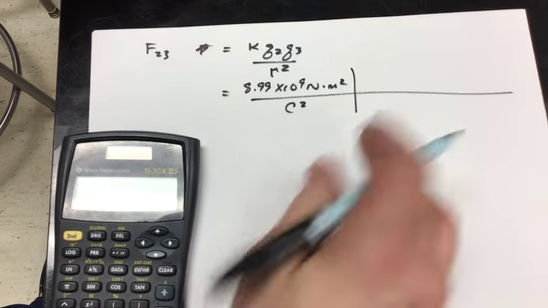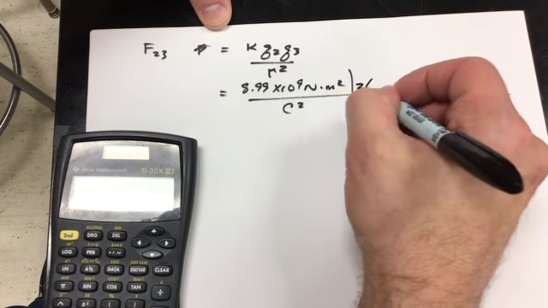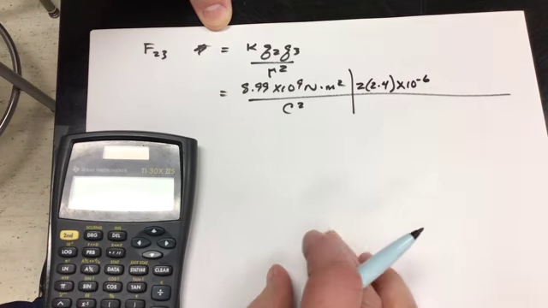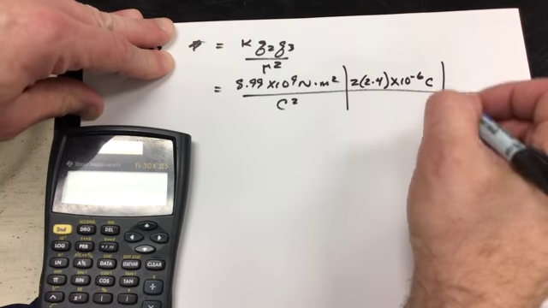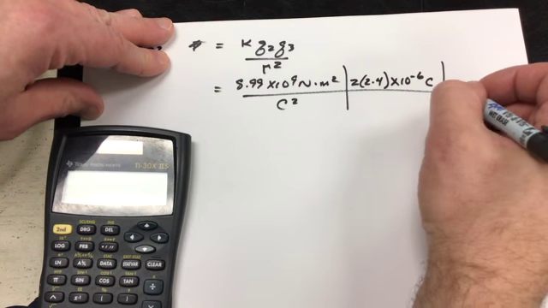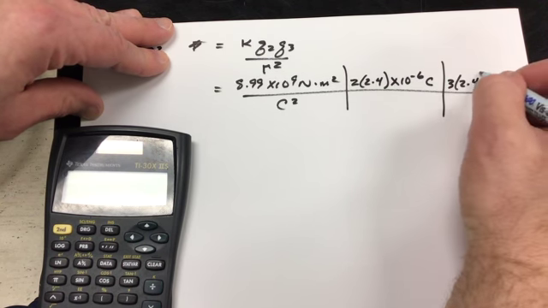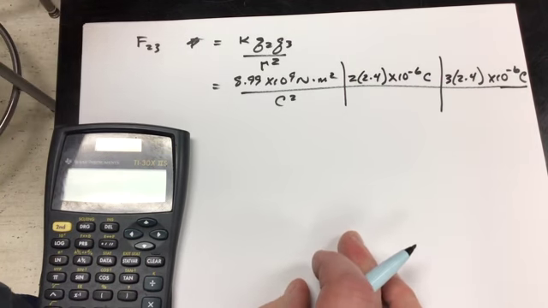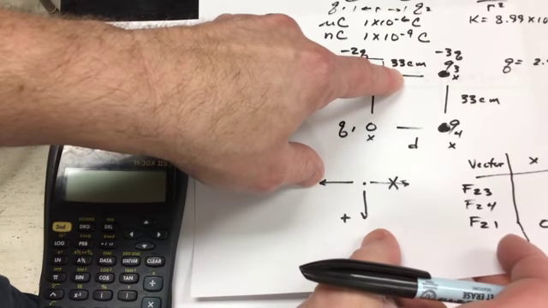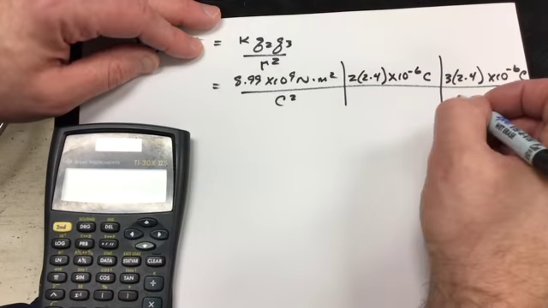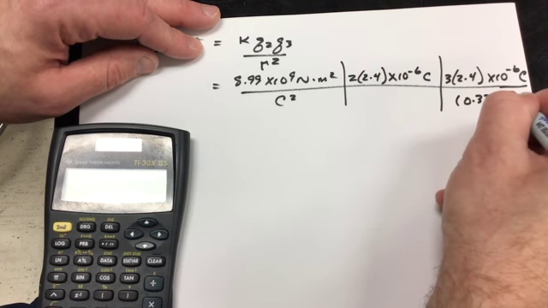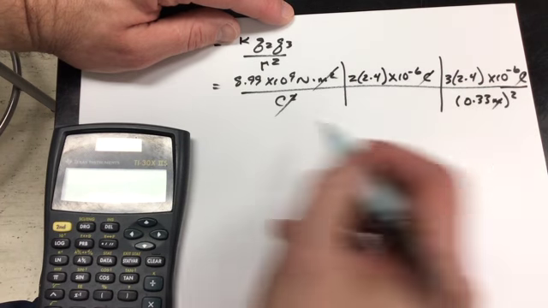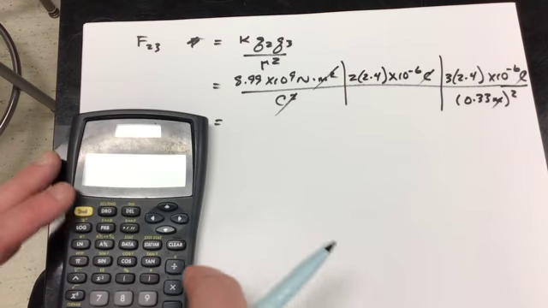Q2 is negative 2, so I'm going to say 2 times 2.4. It's microcoulombs now, so I'm simply going to say times 10 to the minus 6 coulombs. And then Q3 is 3 times, so I'm going to say it's 3 times 2.4 times 10 to the minus 6 coulombs. And then my distance between is 33 centimeters, so I want to make that as 0.33 meters. And then I'll square that. Okay, then again, looking at the unit analysis, we can see that these units start to dump out nicely, and that's going to leave us with a Newton for the final unit.